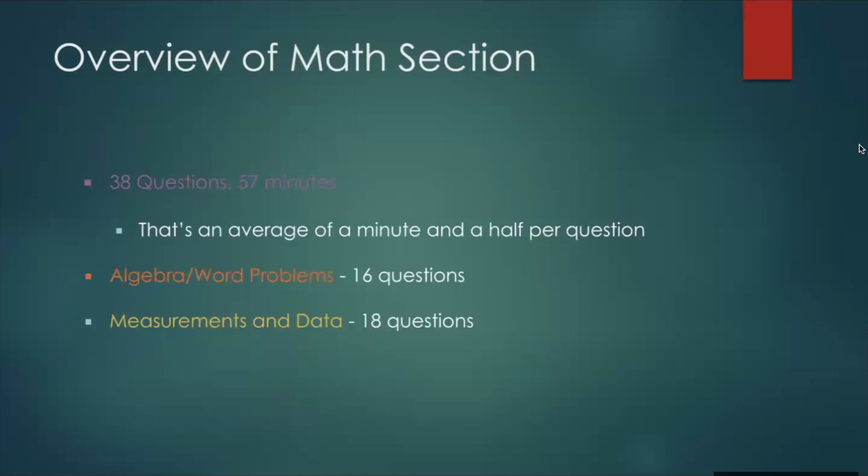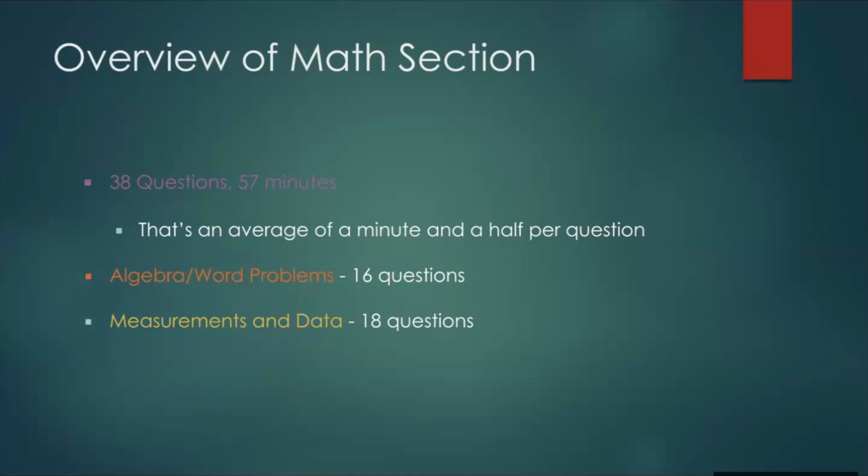So an overview of the questions in the math section, there's 38 of them, and you have 57 minutes to complete it. That's an average of 1.5 minutes per question, which might not seem like a lot, but don't worry yet because some will be quicker. You might not have as much knowledge on some of them, so they'll take you longer, but others will go a lot faster. So the time balances out as long as you manage your time properly.